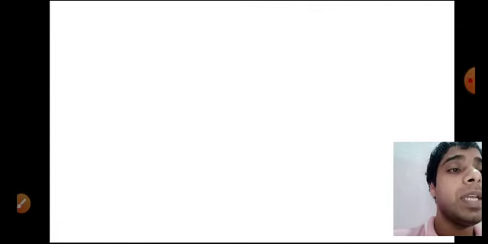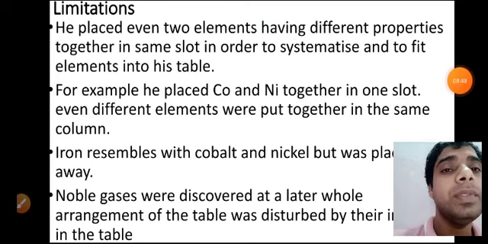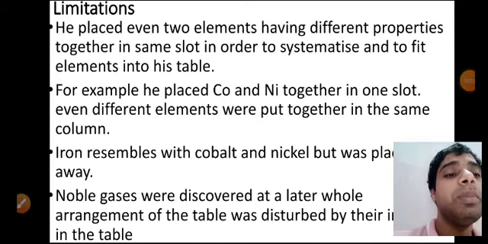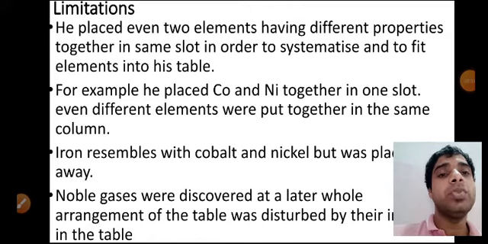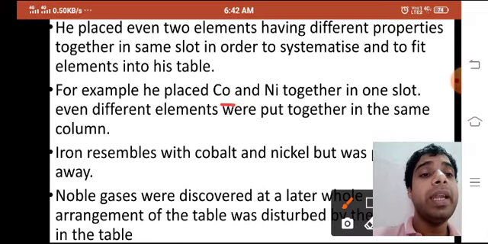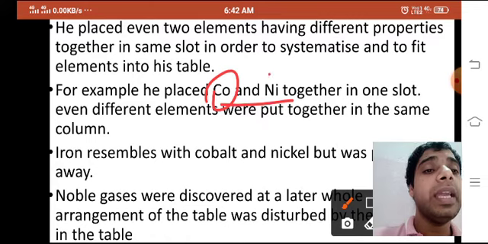Second limitation: he placed even two elements having different properties together in the same slot. This is one of the major drawbacks. Placing two different properties into the same slot is never acceptable. For example, he placed Co and Ni together in one slot. Even different elements were put together in the same column. Here Co and Ni both have different properties.